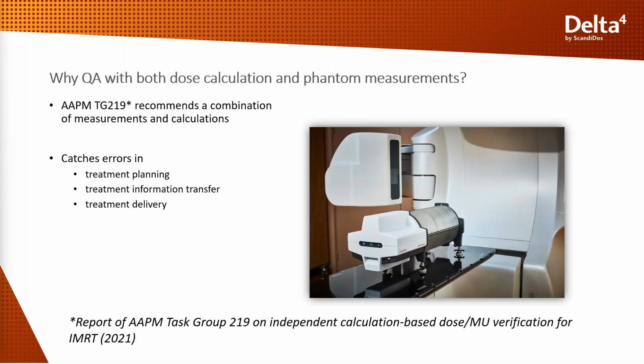A bit more fresh from the AAPM is Task Group 219, which in 2021 came out with a report regarding independent calculation-based dose or MU verification for IMRT. And this report came to the conclusion to recommend a combination of measurements and calculations to be able to catch errors in treatment planning, in the treatment information transfer and also the treatment delivery.